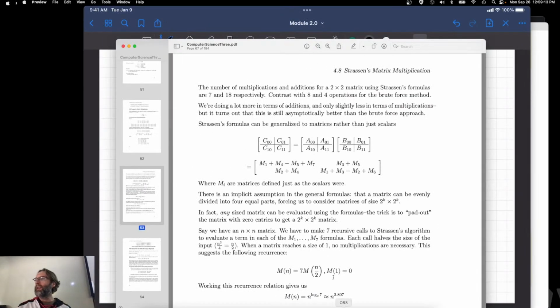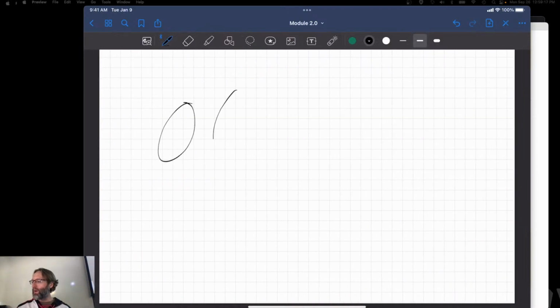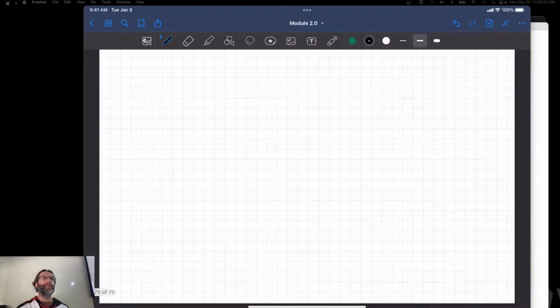There, 2.807. So altogether, that's order n to the 2.807 and change, because of course it's an irrational number, right? Versus order n cubed. Is there a speed up? Yes. In fact, there's even a speed up in additions, right? All you have to do is set up the same recurrence for the number of additions.